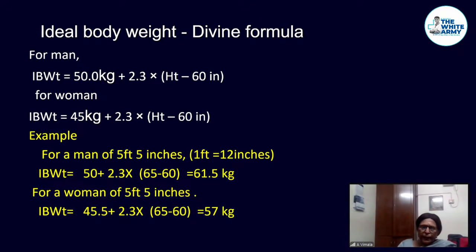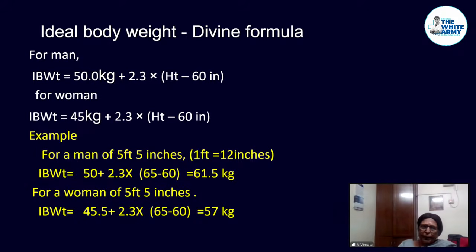To see an example, if a man is 5 feet 5 inches tall, which converted in inches makes 65 inches, because we know that 1 foot is 12 inches, the ideal body weight will be 50 plus 2.3 into 65 minus 60, which gives 61.5. That is the ideal weight for a man of height 5 feet 5 inches. But the same 5 feet 5 inches lady will have an ideal body weight of 45 plus 0.5 plus 2.3 into the same 5. So that is only 57 kg.